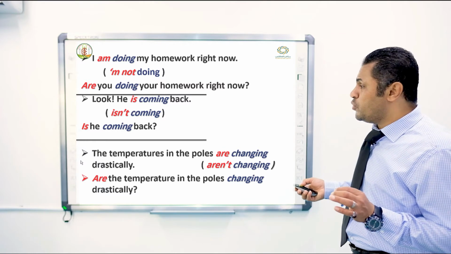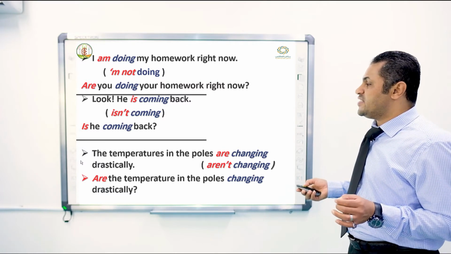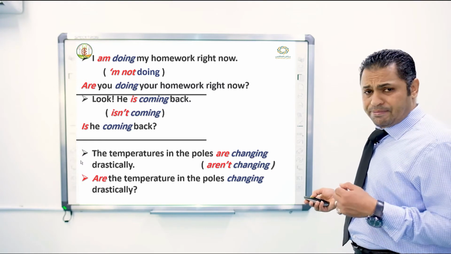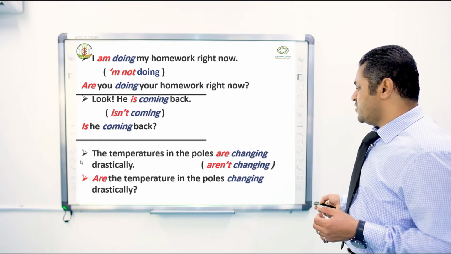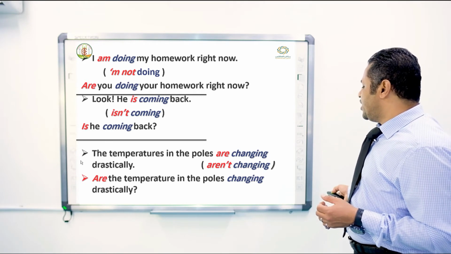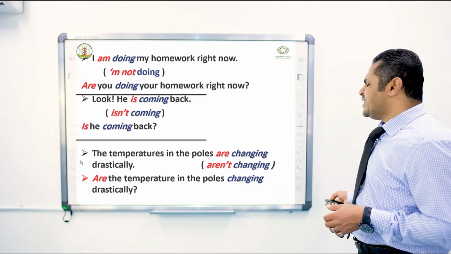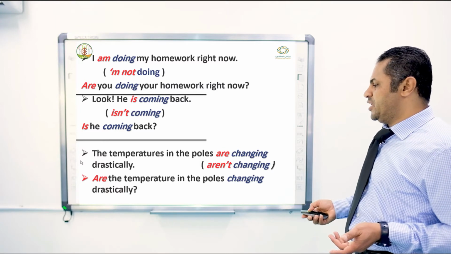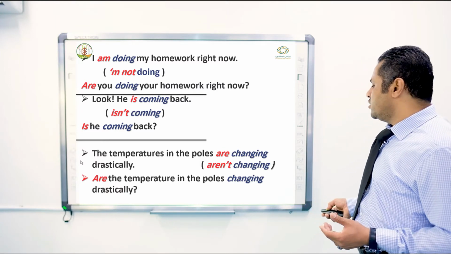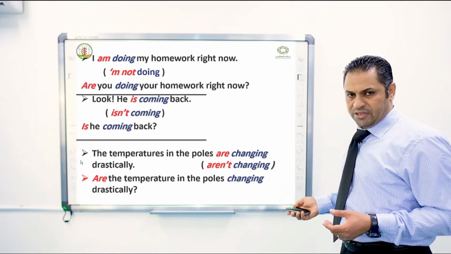Is coming. Is goes with the singular, and the negative is isn't. The question begins with is: is he coming back? For plural subjects, we use are followed by ing: are changing. The negative will be aren't changing. And the question begins with are, followed by the subject, the verb with ing, and the complement.